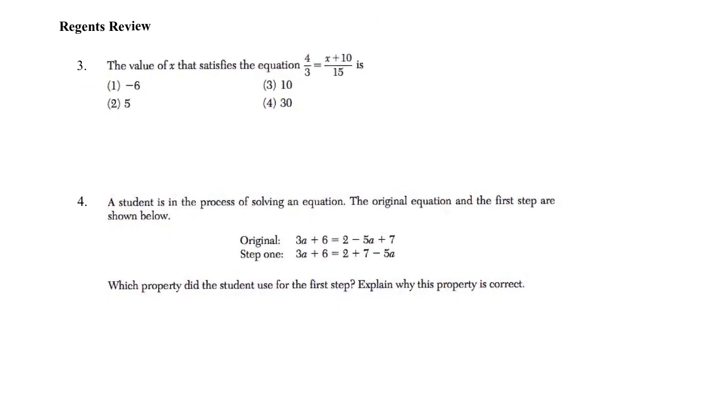Got two Regents exam problems for you here. Number 1, find the value of x that satisfies the equation 4/3 equals (x plus 10)/15. Okay, so it wants us to solve. Find the value of x that satisfies the equation. That's the definition of solution. So this wants us to solve. So this is a proportion. A proportion is two numbers that are set equal to each other.